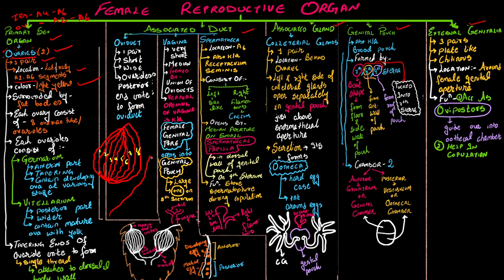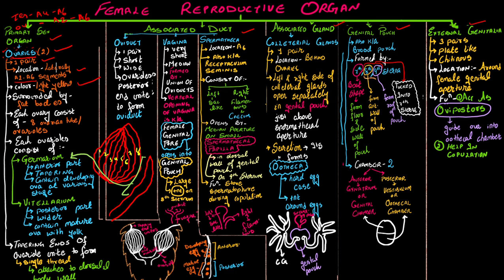Each ovariole consists of, let me draw each ovariole here. Suppose this is your one ovariole. Each ovariole consists of two parts. The upper one we call it as germarium. Okay, germarium, sorry, not gymerium. It is nothing but the germarium.